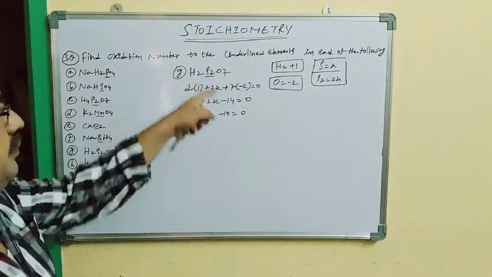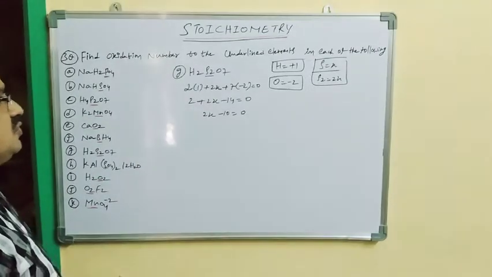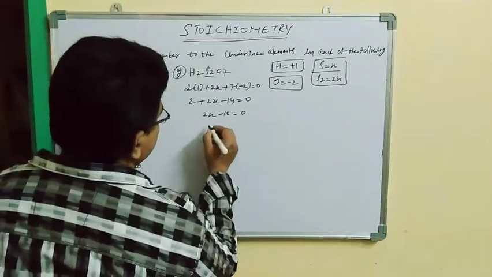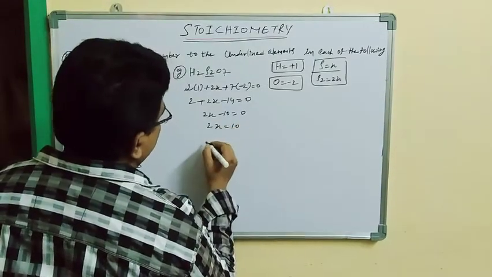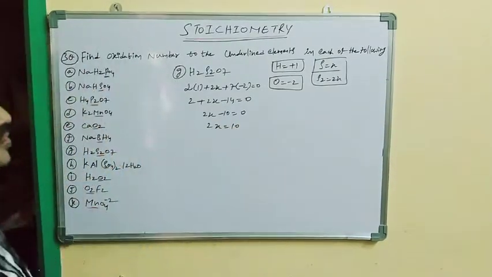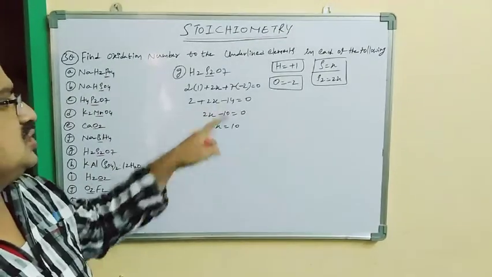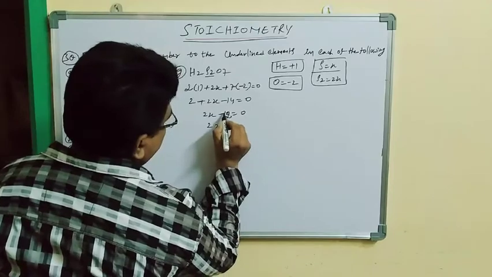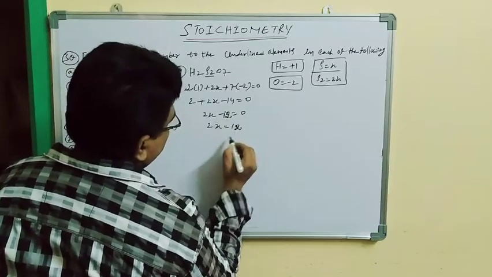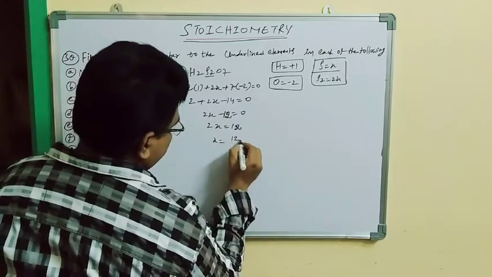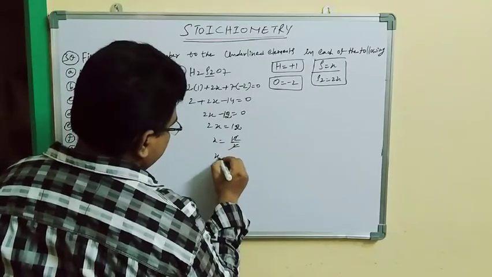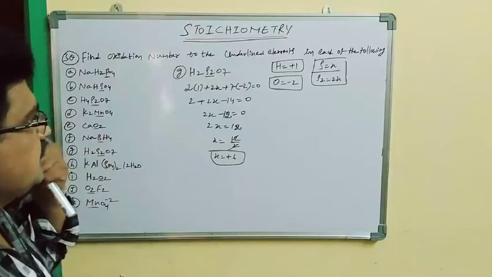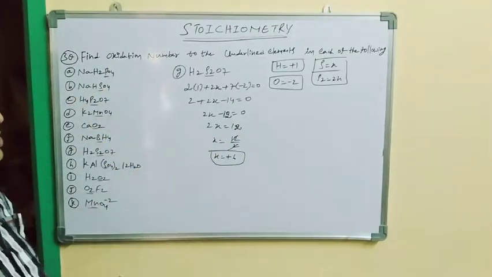So all the elements sum is equal to 0. See here how much: plus 2 minus 14. How much did we get? Not minus 10, minus 12. 2x is equal to 12. X is equal to how much, students? 12 by 2. X is equal to plus 6. So the sulfur oxidation state in this compound is plus 6.